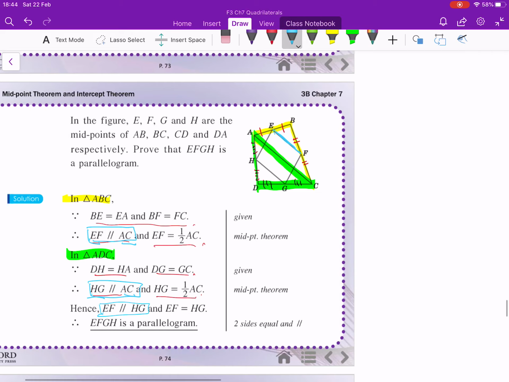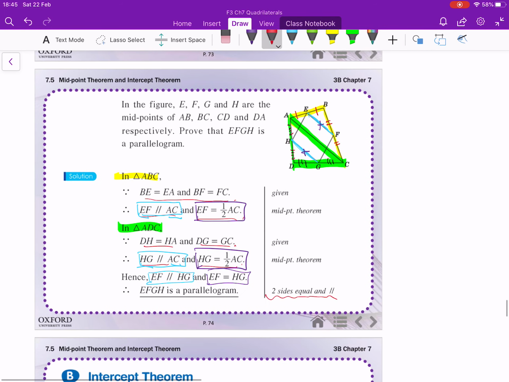These two are parallel. And also, if you combine these two results, EF is half of AC, and GH is also half of AC, so EF actually equals HG. So these two are equal. So you can see that in quadrilateral EFGH, we have a pair of opposite sides parallel to each other and of the same length. So this must be a parallelogram. The reason is two sides equal and parallel. You learned it in 7.2, should be 7.2. Okay, so this is the solution of this example.